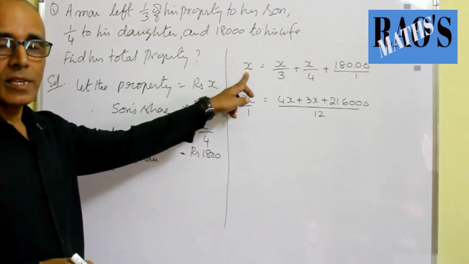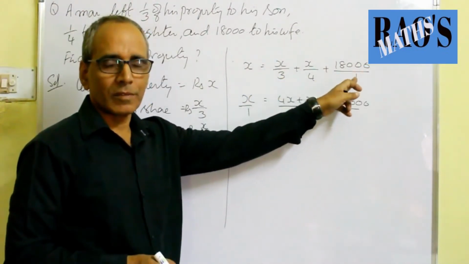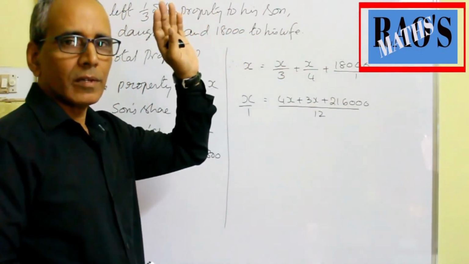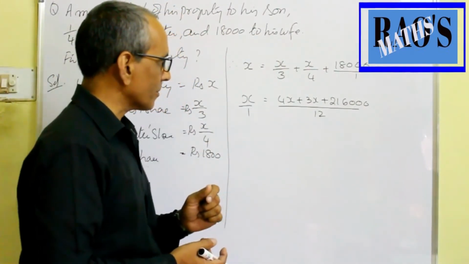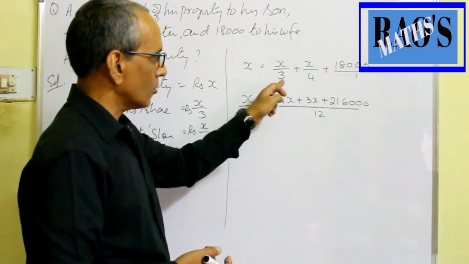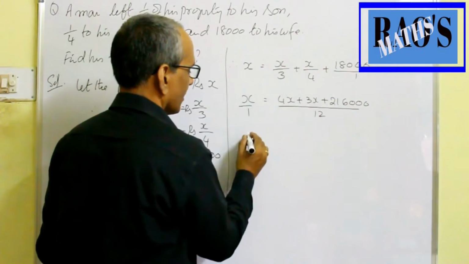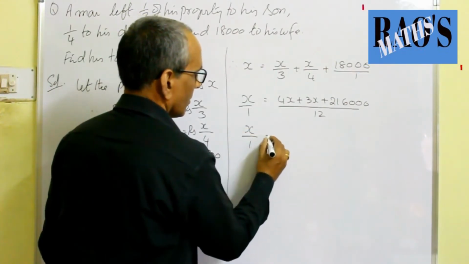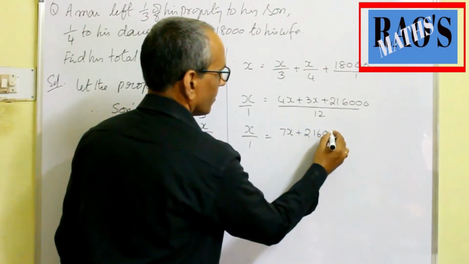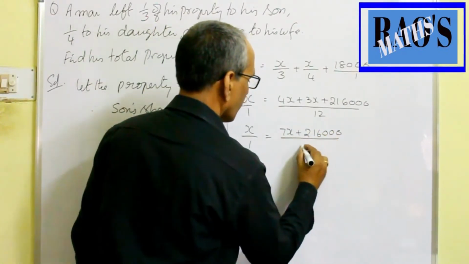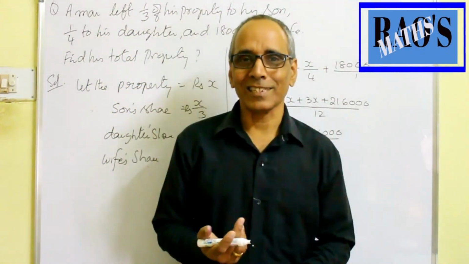The total property is the sum of the property given to his son, daughter and wife. The same as the distance travelled by different modes of transport in the previous question. 3, 4 are co-primes, so their LCM is 12. Clear? Now, 4x plus 3x, 7x plus 2,16,000 by 12, and it is very difficult to solve on the board without explanation.